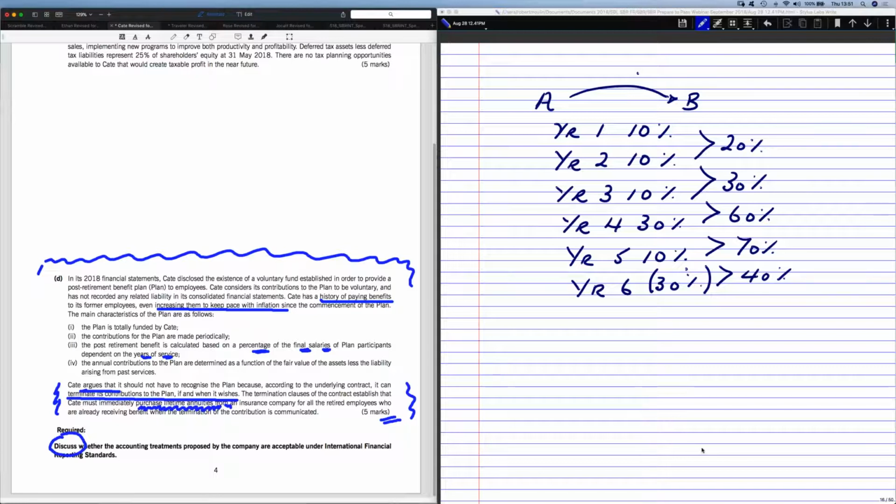So let me ask you this, please. Is it possible to have significant influence at shareholdings below 20%? What do you think about that, please? Yes, of course it is. And in reality, the answer to that question is, well, it depends.